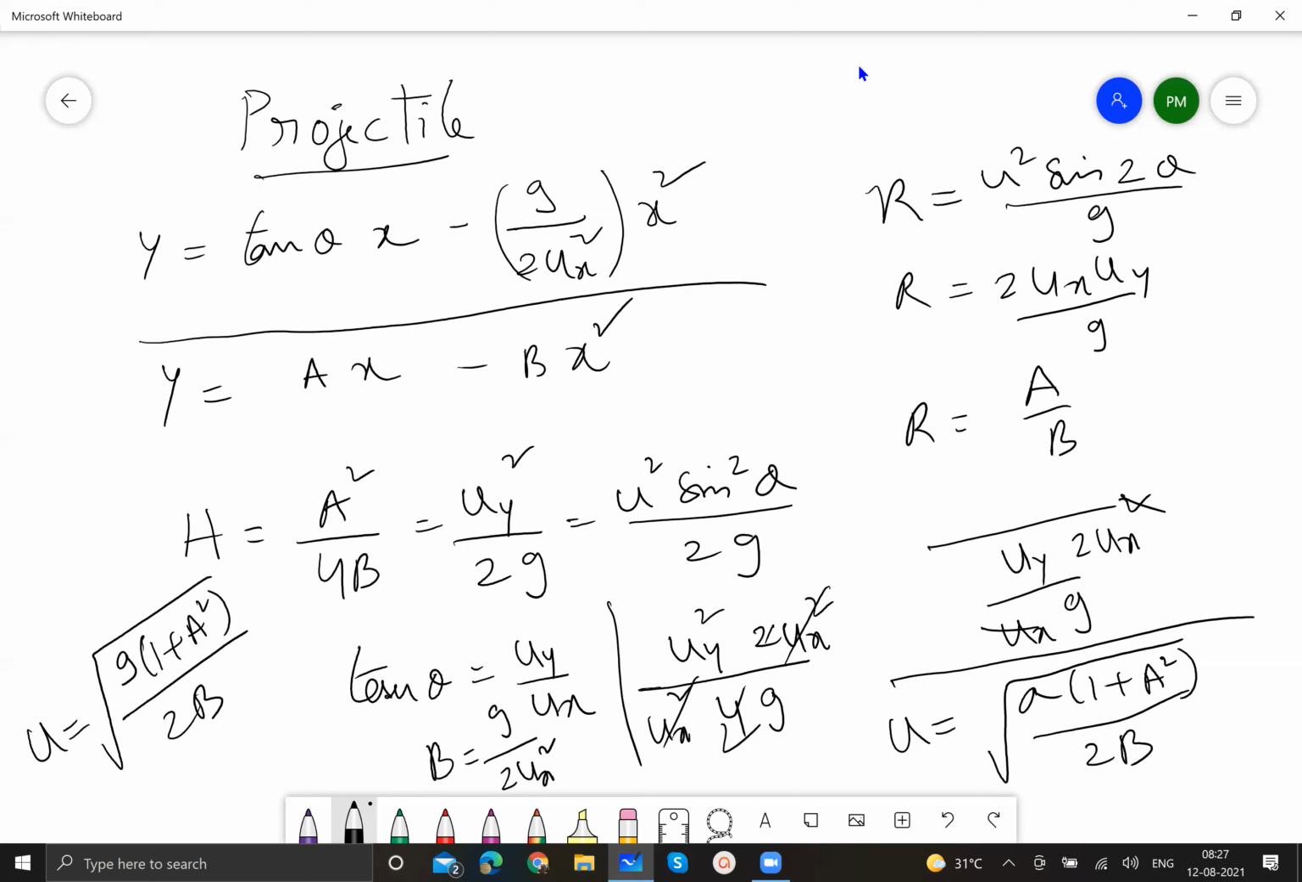Please note this formula is important. Other things you may be knowing: h is equal to a square by 4b, r is equal to a by b. This one is rarely seen: u is equal to root of g into 1 plus a square by 2b. Here a is nothing but tan theta, b is nothing but g by 2u_x square. Here u_x is u cos theta and u_y is u sin theta, the two rectangular components of the projectile.